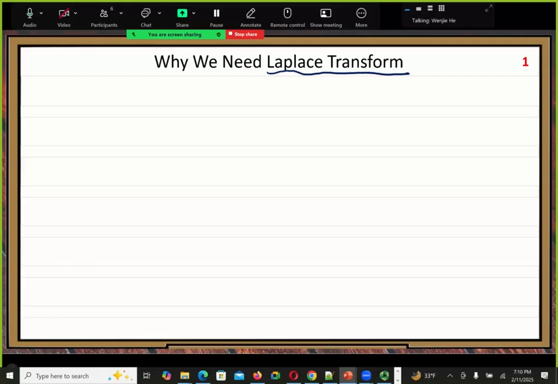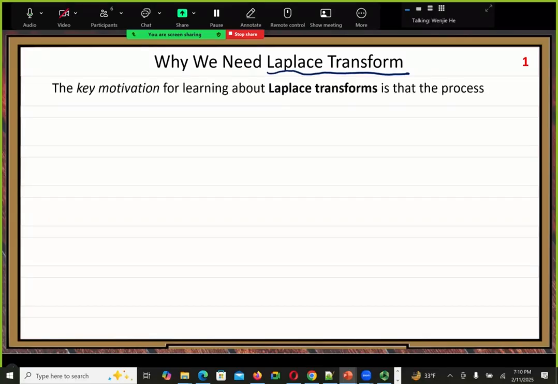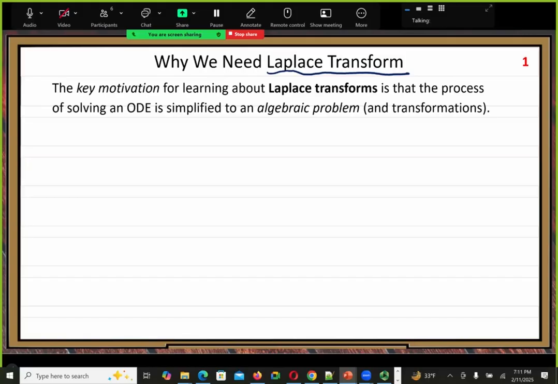So the idea is quite different from our usual problem-solving methods. The transform method. How different? The key motivation for learning it is that the process of solving an ODE is simplified to an algebraic problem.